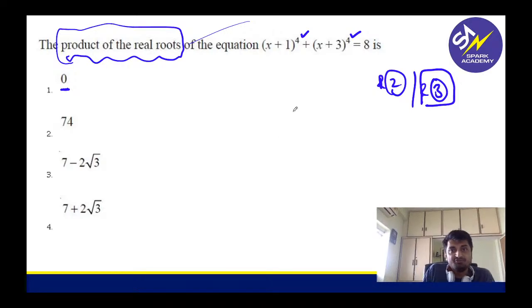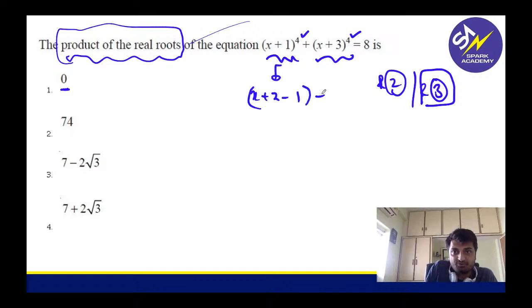Very good, Larry. So basically what we need to do is, we need to convert into something common. So I can write it as x plus 2 minus 1. And this I will write it as x plus 2 plus 1. Why am I writing it as minus 1 plus 1? You know that formula, right? So x plus 2 I can write it as t.